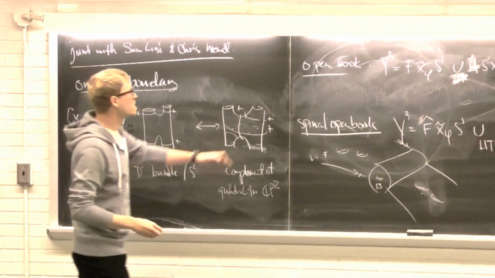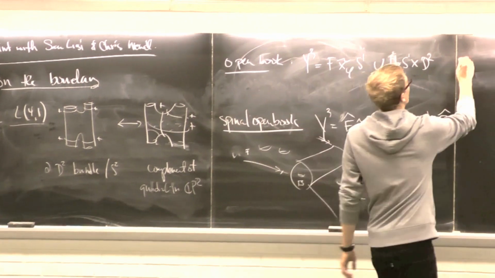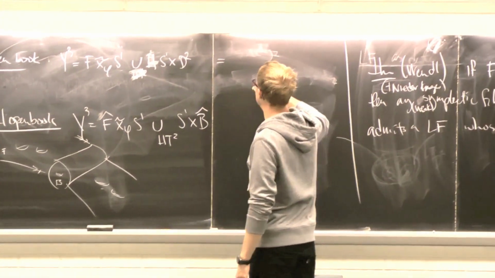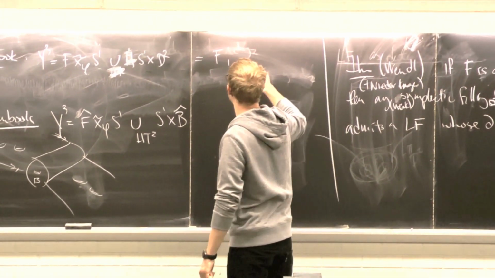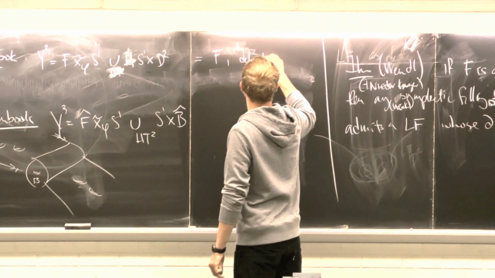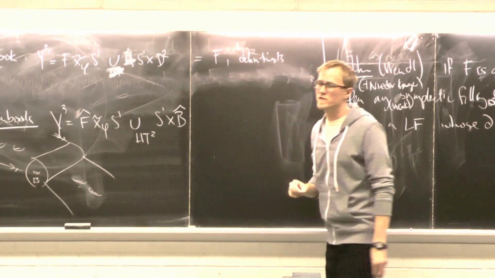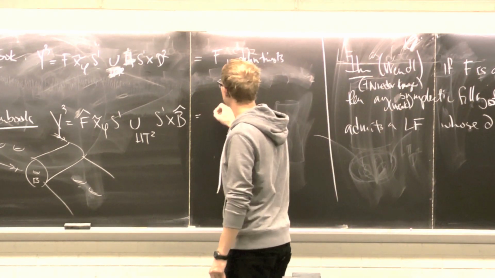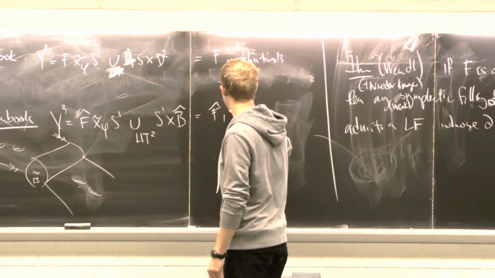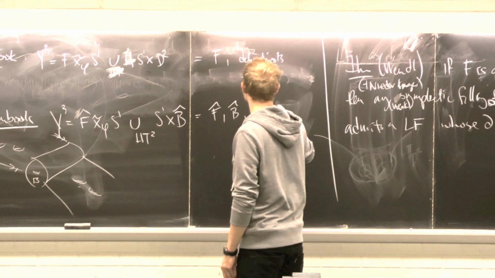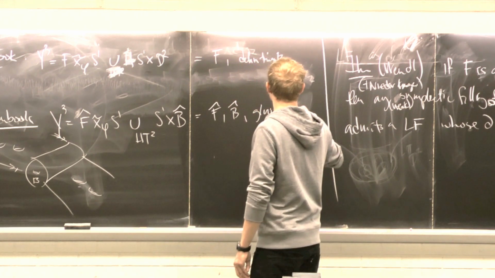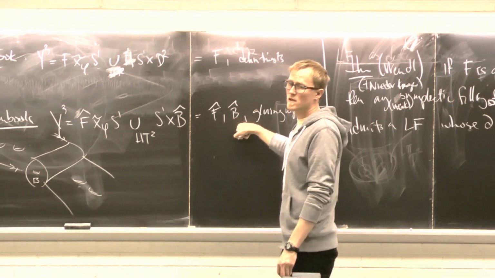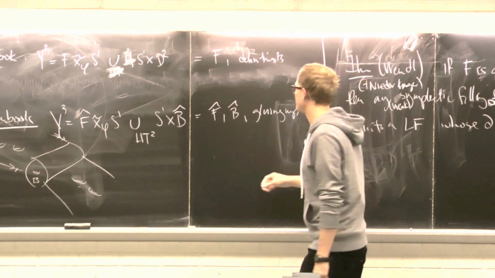So here, we usually describe this, just as with an ordinary open book, as a surface F plus some ordered collection of Dehn twists giving you the monodromy. Here we need a little bit more. Here we need F hat, B hat, and a gluing path, which tells you how to identify the boundaries of F hat and B hat.